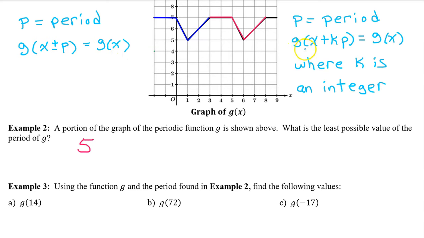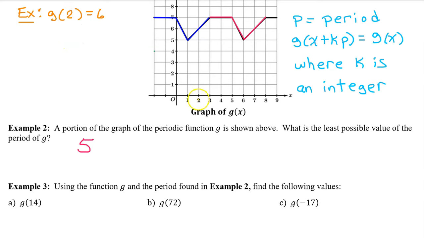In fact, we can generalize this further and say that g at x plus kp is equal to g at x, where k is an integer, because now we are adding multiples of the period. Obviously, if you add the period once, that doesn't change the value. So if you add the period again and again and again, that still won't change the value. So adding multiples of the period will not change the value. I have taken away the plus or minus because I'm saying that k is an integer. That means k itself could be positive or negative, so there's no need to write a plus or minus.